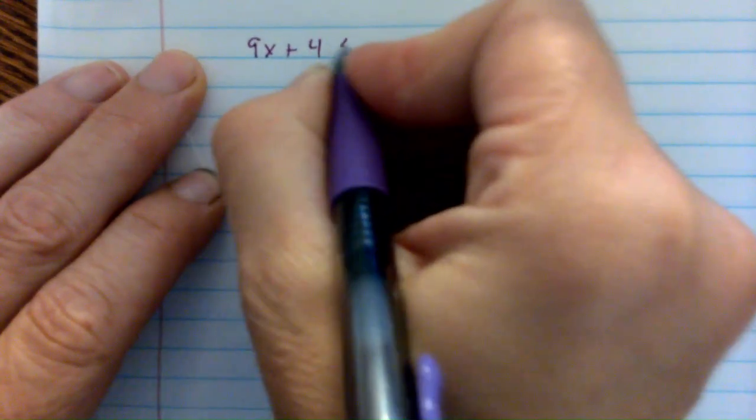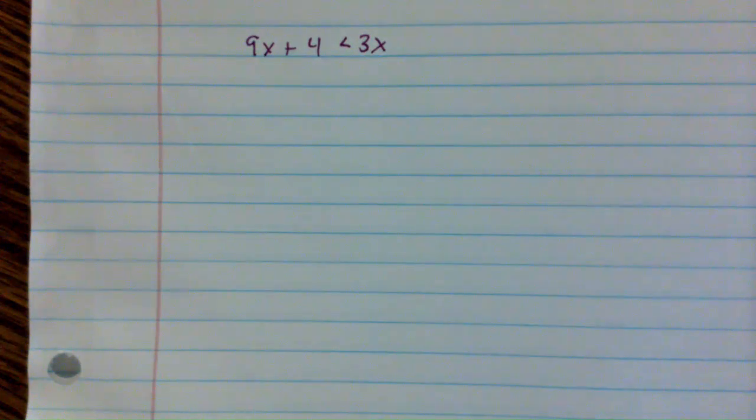So let's just check. 9x plus 4 is less than 3x. Okay, there's two ways to solve this.